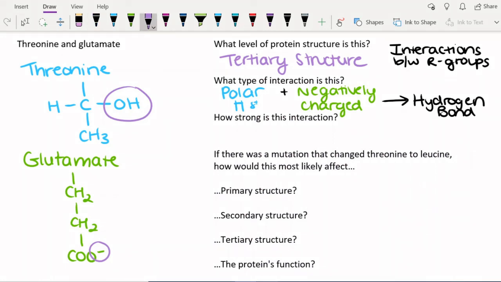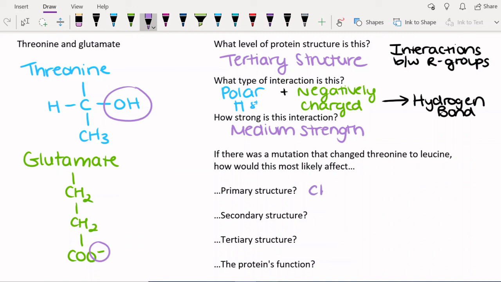How strong is this interaction? Well, it's stronger than the weaker intermolecular forces, like London dispersion force and hydrophobic interactions, but it's weaker than bonds like ionic and covalent bonds. So it's somewhere in the middle and has medium strength. Now, there is a mutation that changes threonine to leucine. Leucine is a nonpolar amino acid.